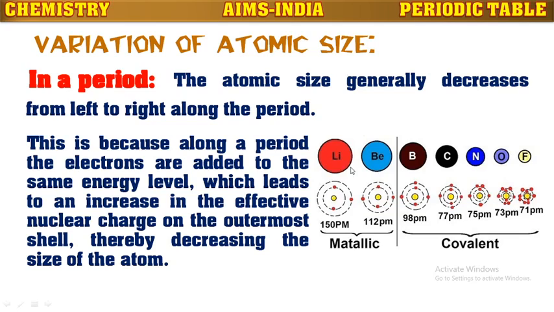For example, if we consider second period elements from lithium to fluorine, all these elements have two energy levels. But for lithium, there is only one electron in its outermost shell. As you move from lithium to fluorine, the number of electrons in their valence shells gradually increases. At the same time, their nuclear charge also increases from lithium to fluorine. So because of this, the attraction between the nucleus and the outer electron cloud increases from left to right, and hence size decreases.